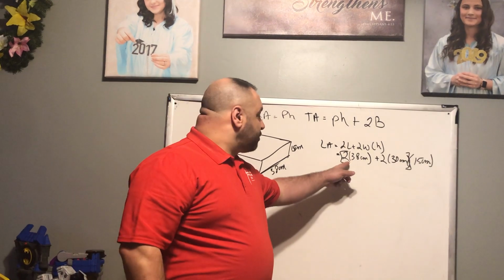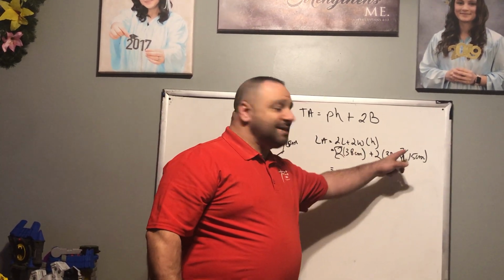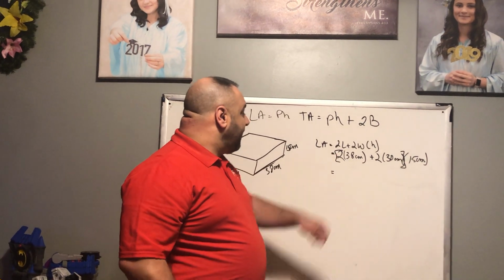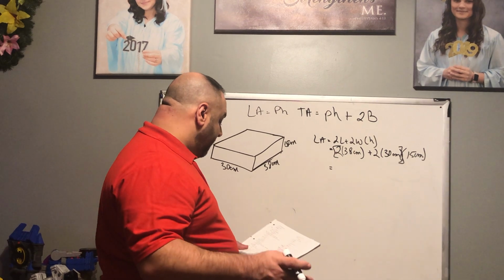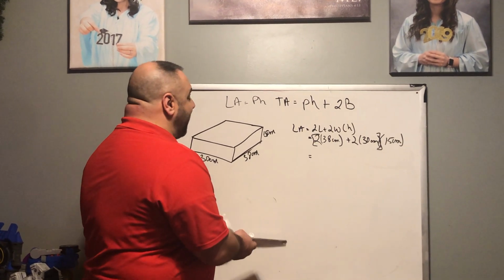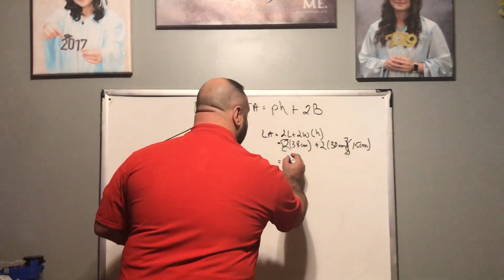All right, so now we're just going to multiply. We're going to take care of our brackets first. So our parentheses, then our brackets, and then we'll multiply here. So, okay, get your calculator out. I want you to do this with me at this time. So 2 times 38 is going to be, okay, get your calculator out. What do we have here?